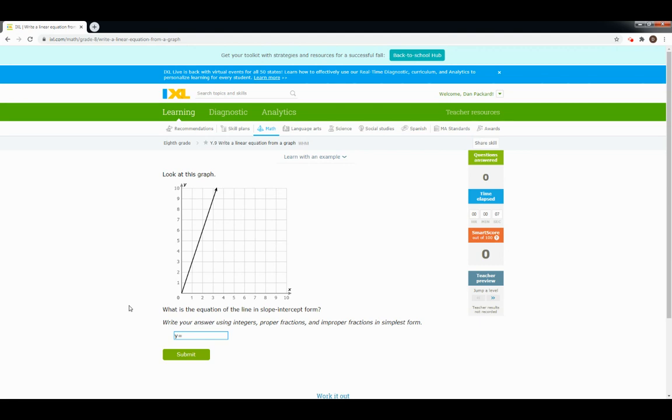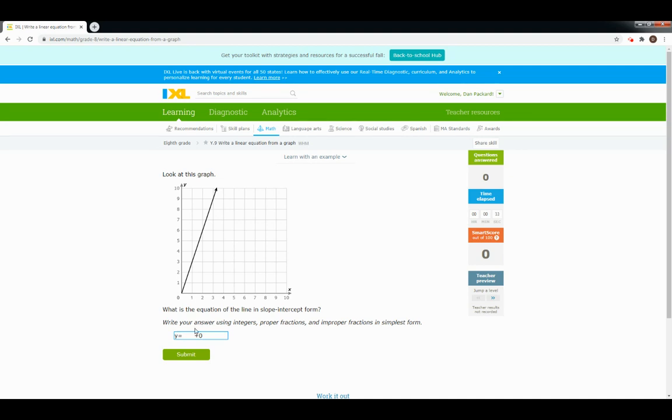And what I like to do is put a couple of spaces and put my y-intercept in first. So the y-intercept is where the graph touches the y-axis. So here it touches it at 0, so I'm going to put plus 0. Then I'm going to put my cursor back in front of the y equals right there.